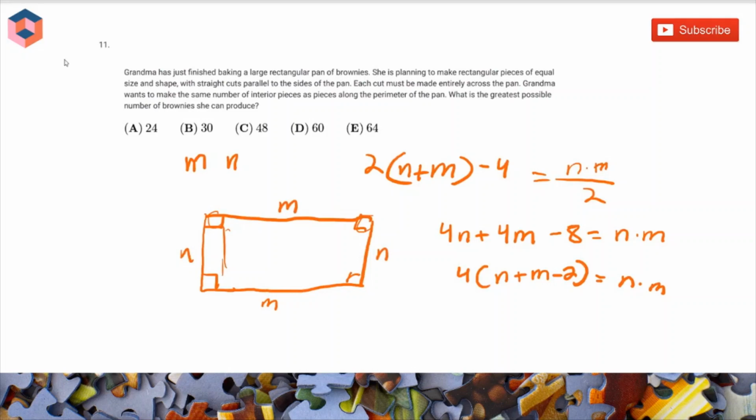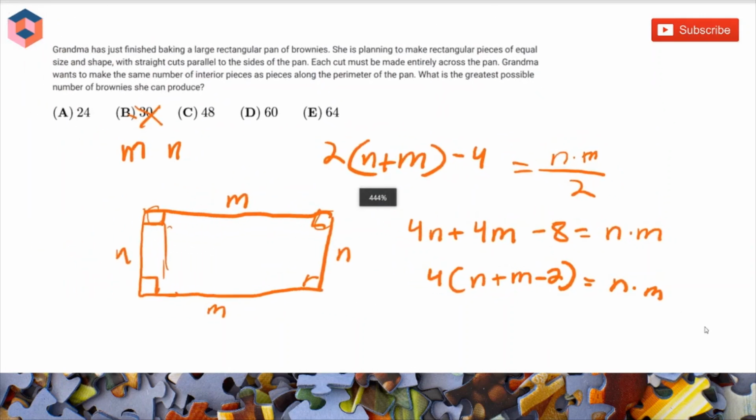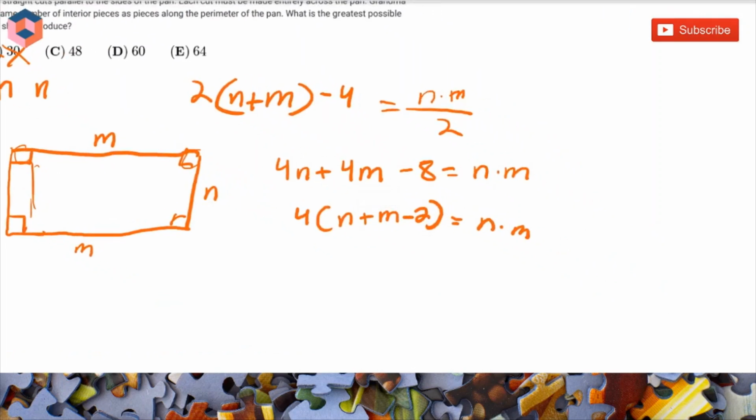So here we can immediately cross out 30. We know that doesn't work. And now you can just start all the way from the right and apply just a bit of casework on the answer choices to find your answer. There might be other ways to do it, but this is probably the easiest. So say we have 64 brownies. That would mean that n times m is equal to 64, and this left side is also equal to 64. So n plus m minus 2 is equal to 16, or that n plus m is equal to 18.